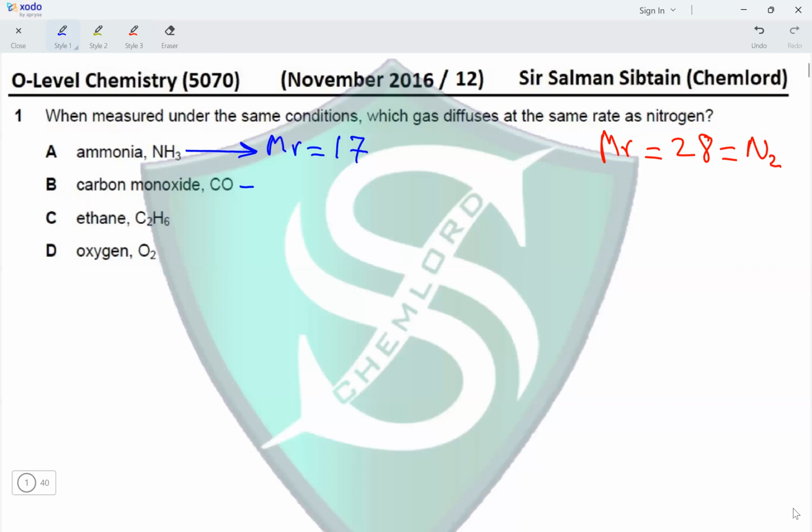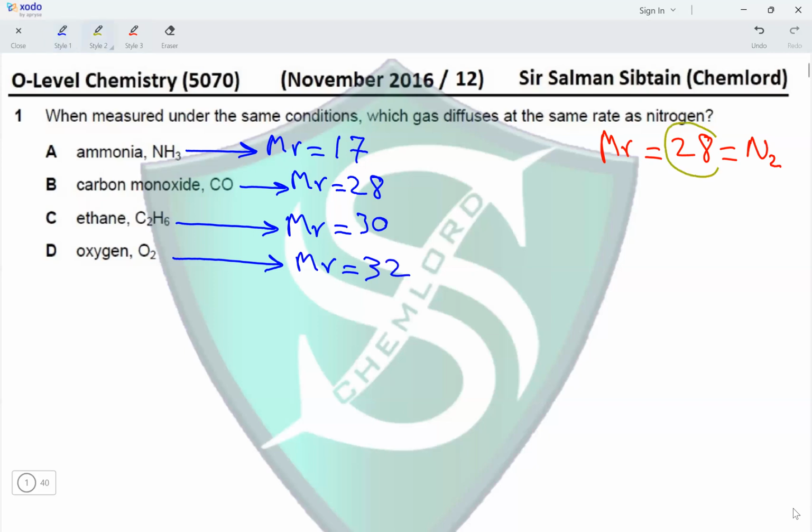For carbon monoxide, it would be 12 plus 16, which would give us an Mr value of 28. For C2H6, we would get an Mr value of 24 plus 6 equals 30. And for oxygen, the Mr value would be 16 times 2, which is 32. So since nitrogen has an Mr of 28, the gas with the same Mr is carbon monoxide. Therefore, carbon monoxide would diffuse at the same rate as nitrogen, making option B the correct option for this question.